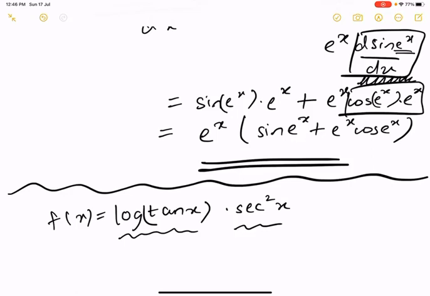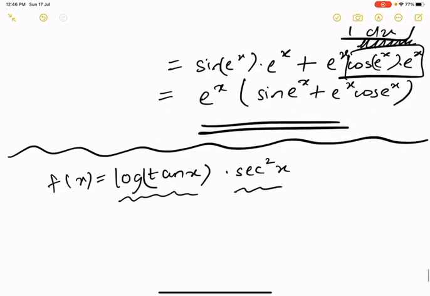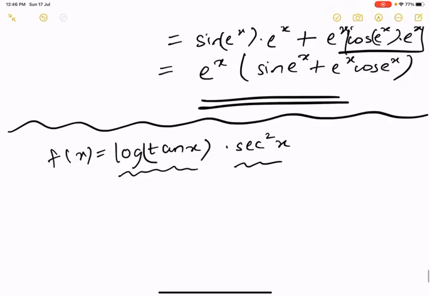After using rule number 3, you have to be careful, because when you are differentiating log of tan x, one function is inside the other function. So use that properly. So this is an exercise.